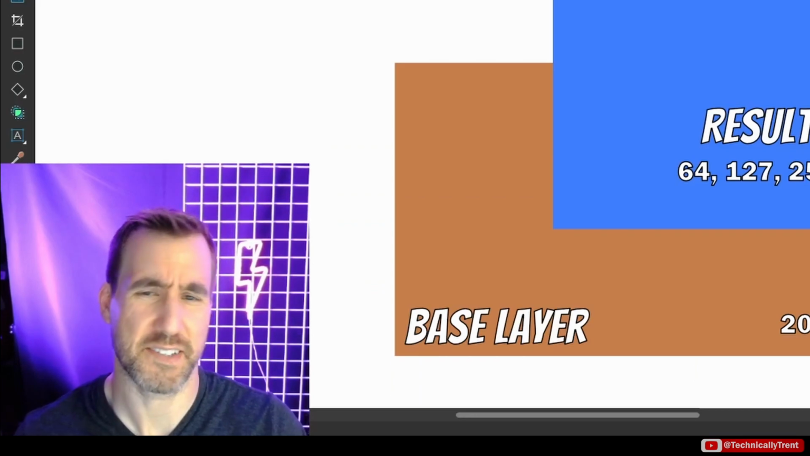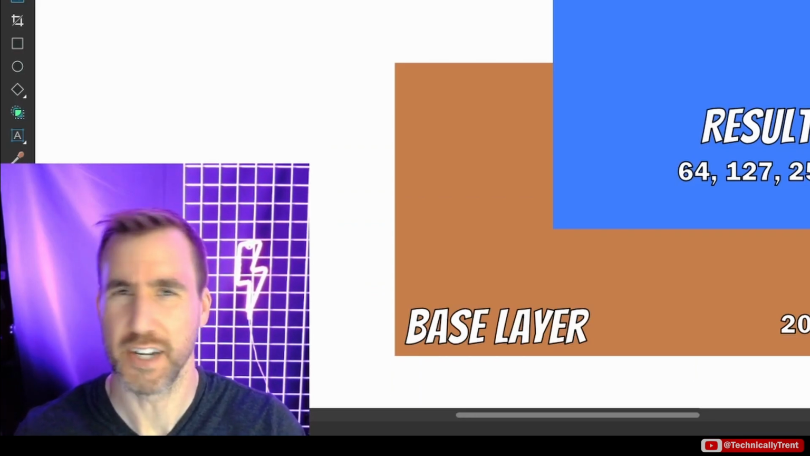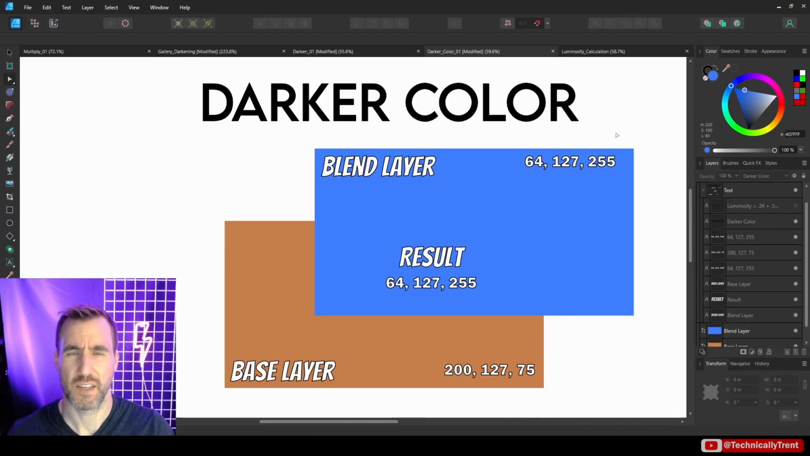So a question you may ask is, how do we know which color is actually darker? It's not really that obvious when you think about it. Is there some mathematical value? Well, it turns out there is. So let's look at the luminosity calculation. This is going to come up in a couple places throughout this video.